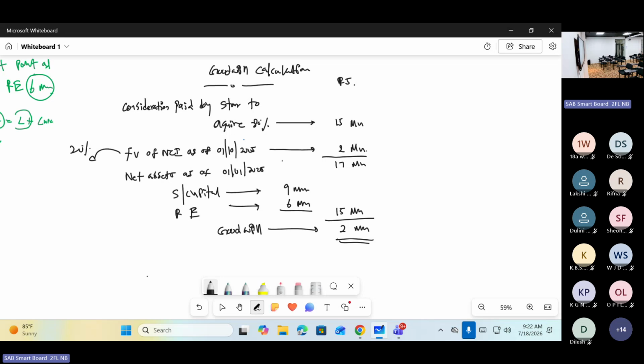Because you have to write that in the exam. Okay. Now we are going to account the double entries for these 2 million. Accounts really can get common. Once you are doing consolidation, people ask, sir, how are we going to do that?